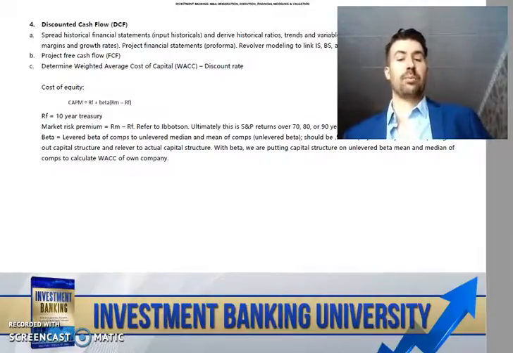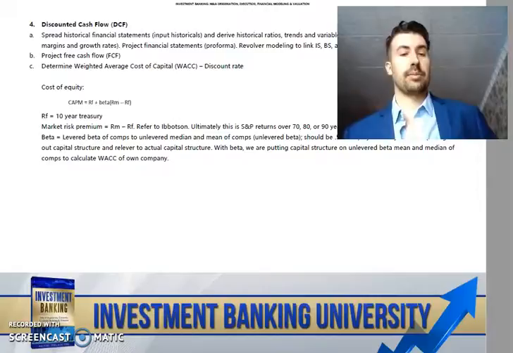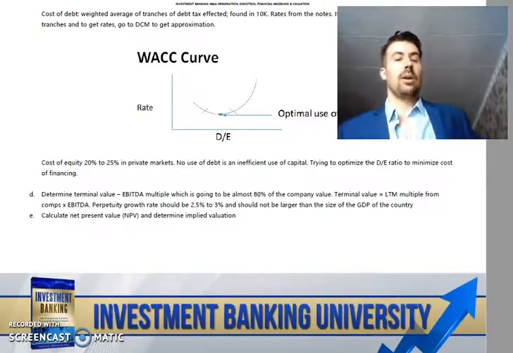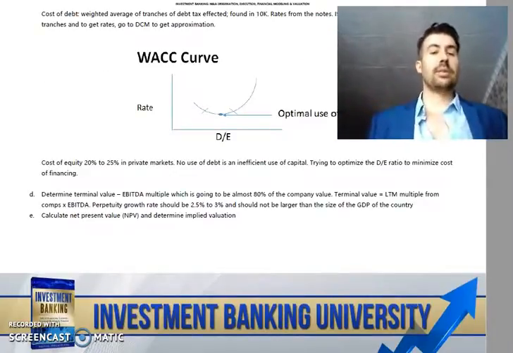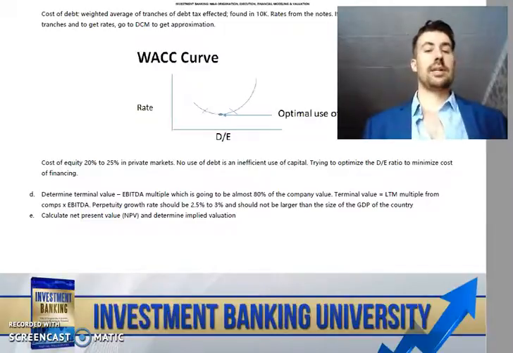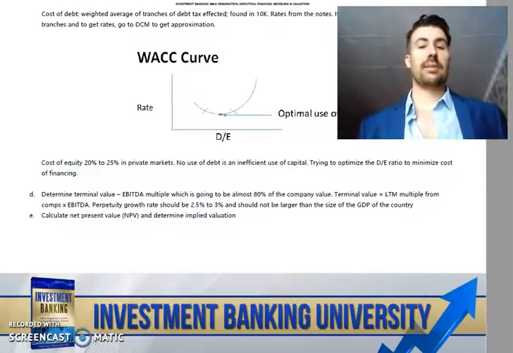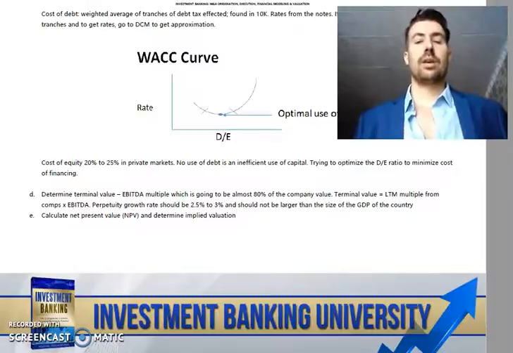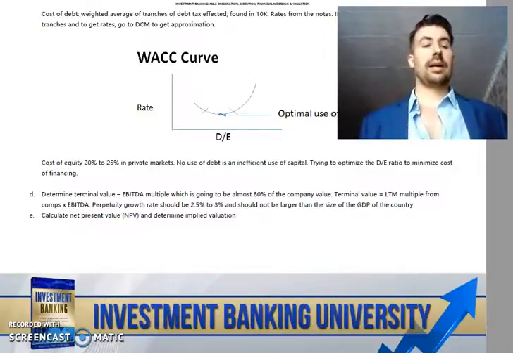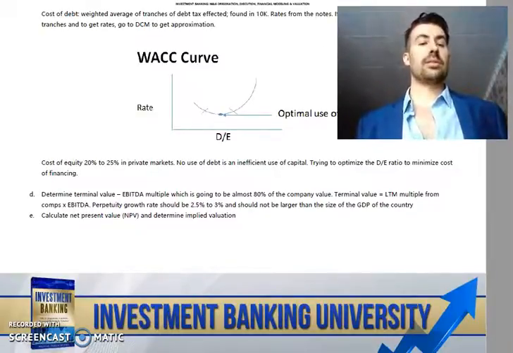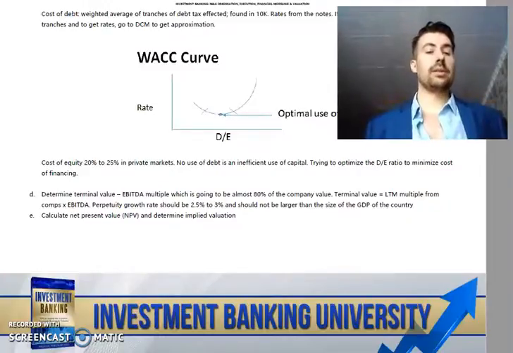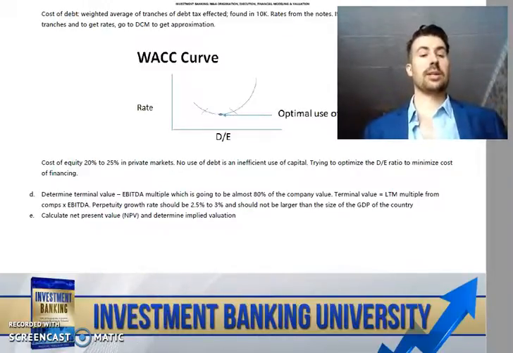And this is ultimately taking out capital structure and then relevering to the actual capital structure of the target. And with beta, we're putting a capital structure on an unlevered beta mean and median of the comps to calculate the WACC of the target company that we're going to be dealing with. In terms of the cost of debt, we're taking the weighted average of the tranches of debt, tax affected, and this is going to be found in the 10-K, and the rates are going to be derived from the notes. If the company is private, we're going to get from the clients the tranches and their rates, and we may go to the DCM within the investment bank to get the approximation.